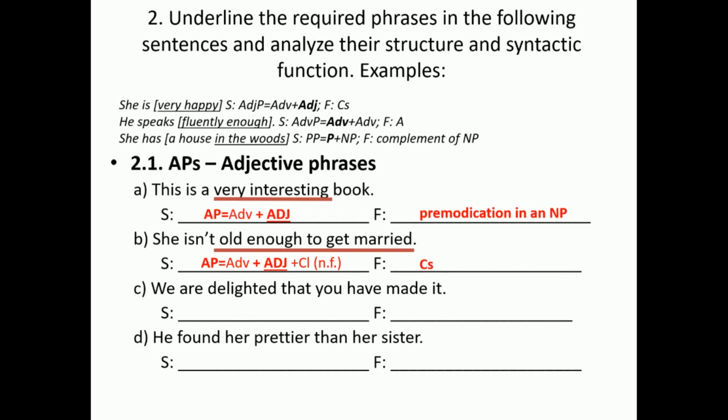In C, the phrase is "delighted that you have made it." The structure is head "delighted," plus a finite clause "that you have made it." And the function is, again, subject complement. The last phrase is actually not as complex as this one. It's "prettier than her sister." It's adjective head plus PP "than her sister." And the function is an object complement because he found her, let's say, prettier. He found her distracted. He found her sad or whatever. So it's an object complement.